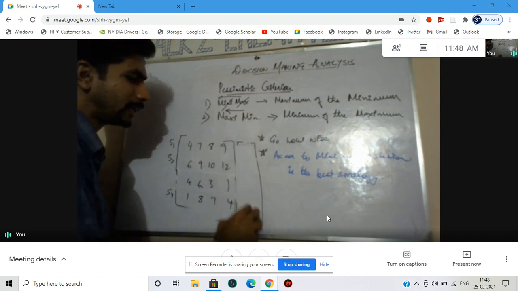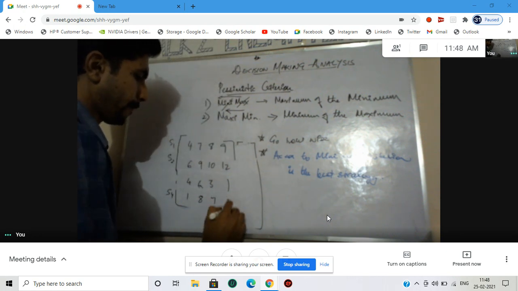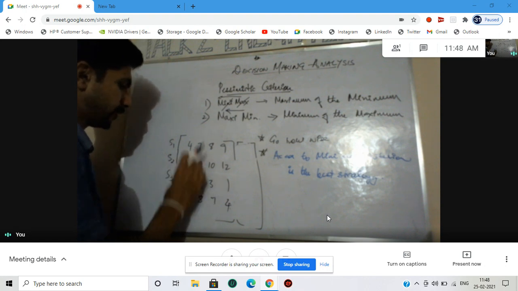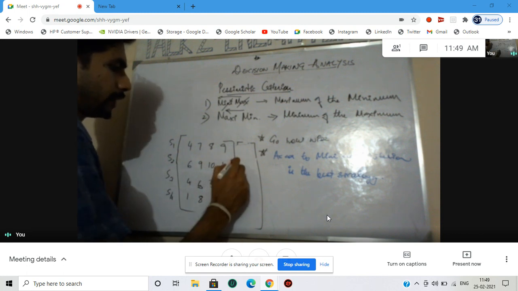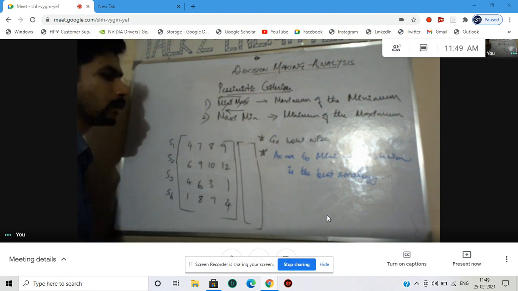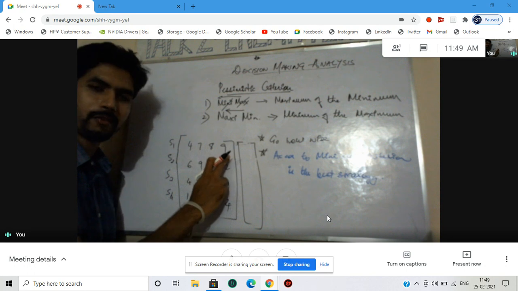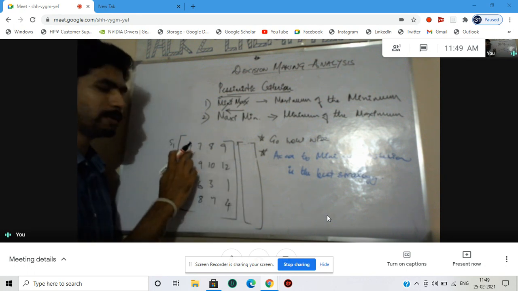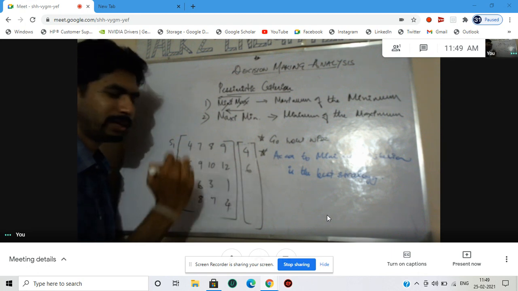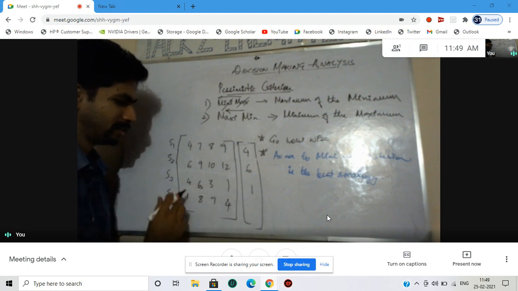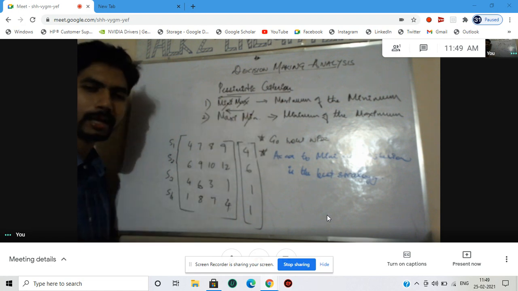I will erase this because the values change. Okay, S3 and S4. So first minimum value, go row wise. So this is the first row. What is the minimum value? Minimum value is 4. So put it here. What is the minimum value? 6. Put it here. What is the least value? 1. What is the least value? 1. Is that clear? So minimum is done. I am done with minimum.